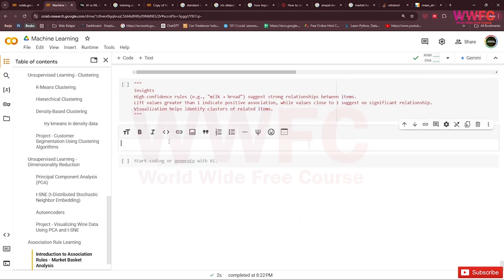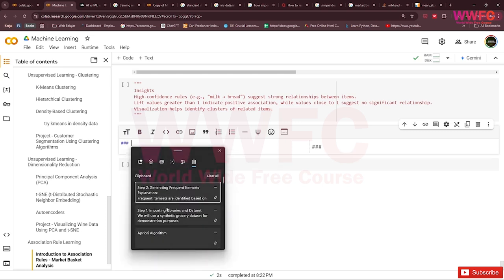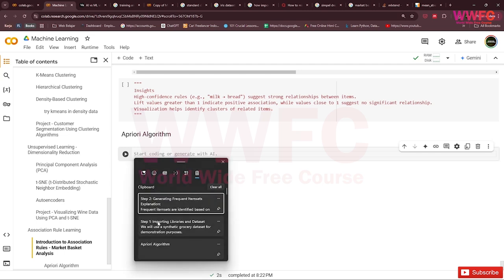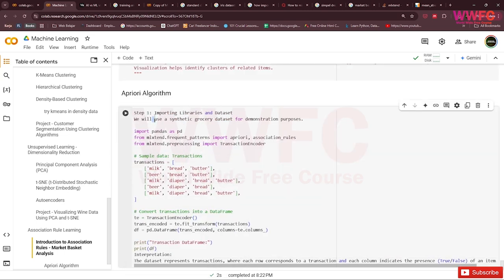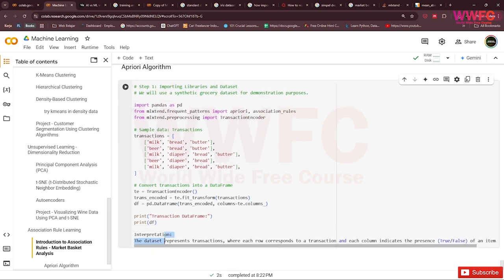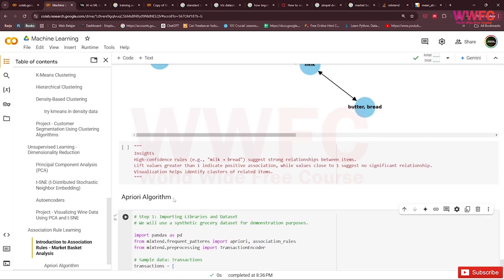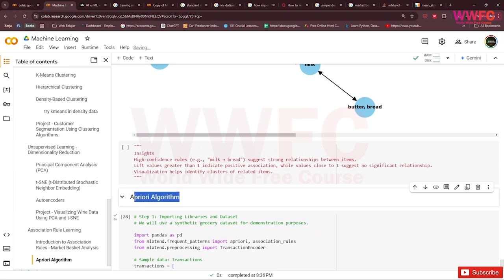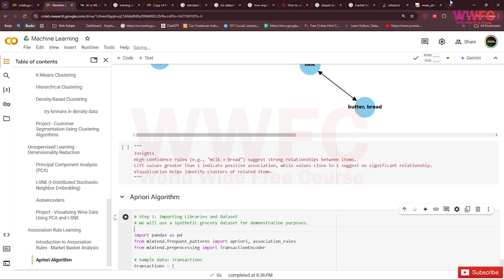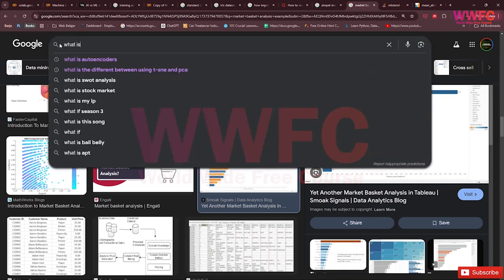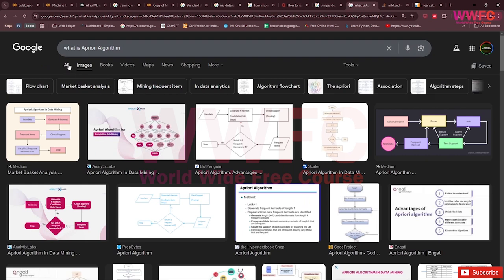I want to make the text first. So, Apriori algorithms. In this case, we will check step 1. Before we go to the Apriori algorithm like this, maybe we want to check the simple concept. What is the Apriori algorithm, right?